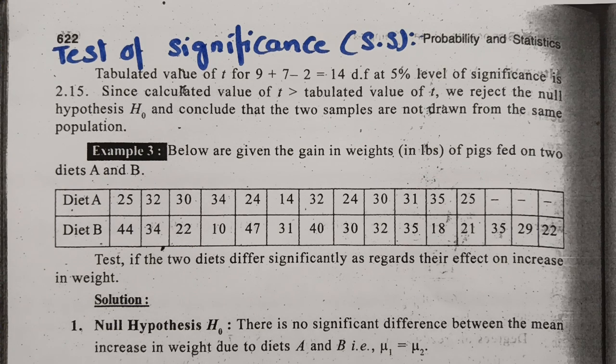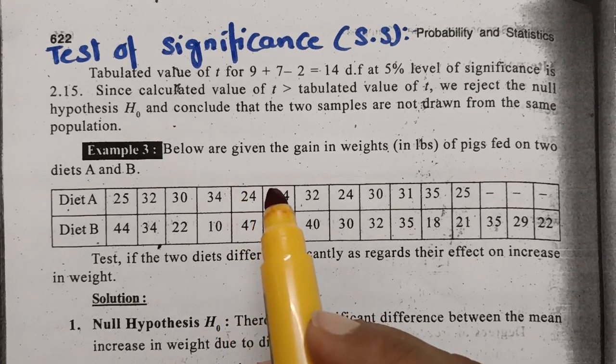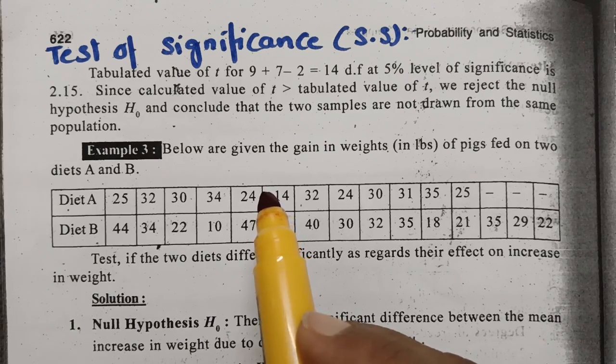And today's topic is test of significance of small samples. In my previous video, I completed the student t-test for single mean. In today's video, I am going to teach you the student t-test for difference of means. Examples 1 and 2 are already in my previous video, and this is from example 3.